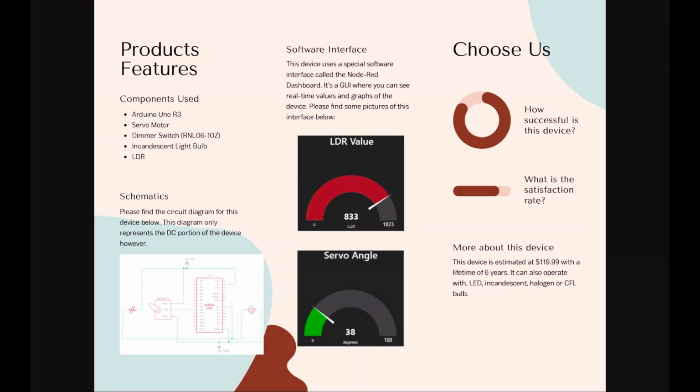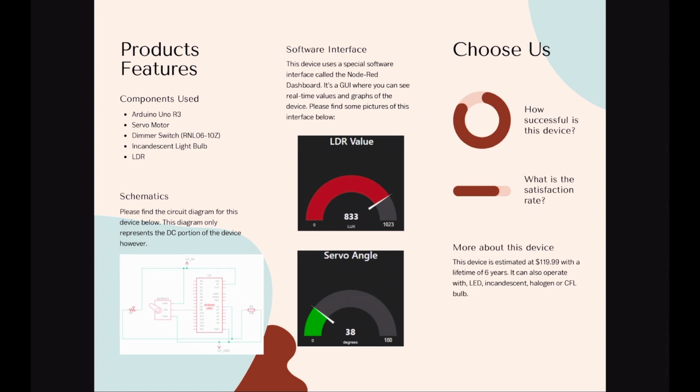And then we move on to our software interface. As I was saying, as I displayed earlier, this device displays a Node-RED dashboard where we can see the actual values in real time. And also we can see graphs to represent how our LDR and servo motor are switching, like it's changing values.